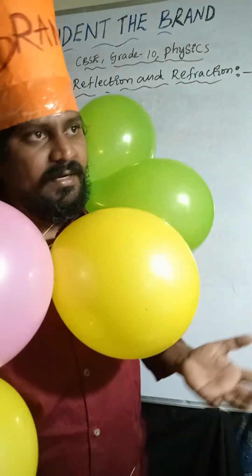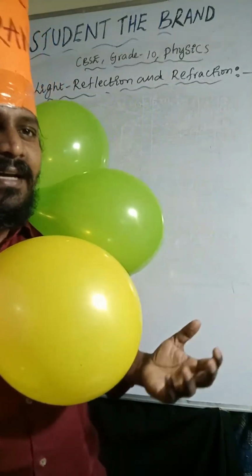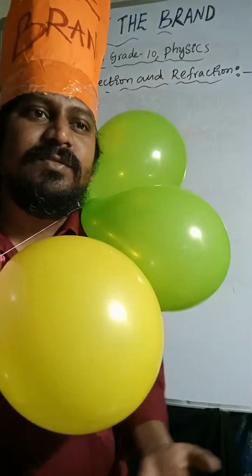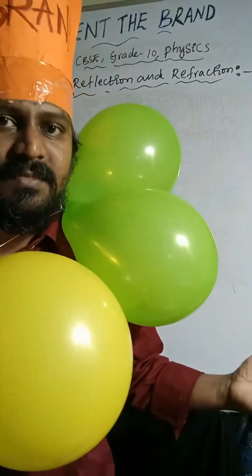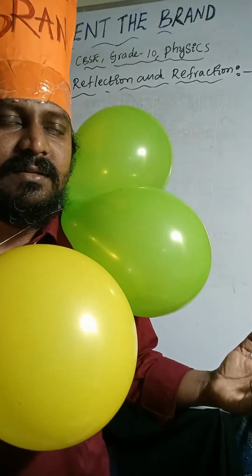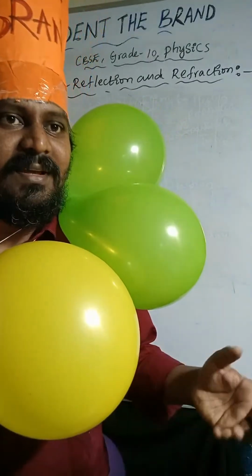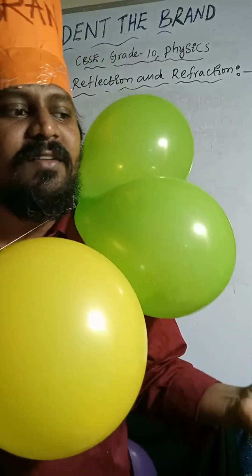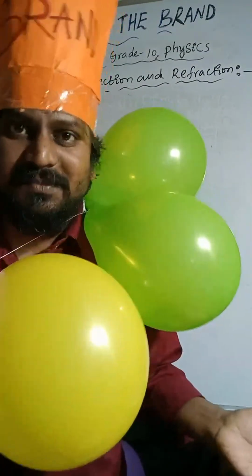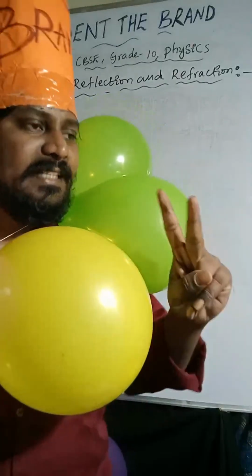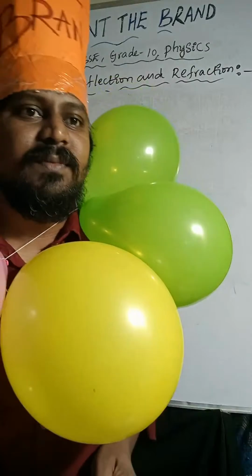Generally, spherical mirrors. So what exactly are spherical mirrors? The mirrors which are in the form of a spherical shape are called spherical mirrors. Spherical in the sense of curved shape. The mirrors which are in the shape of a curved surface are called spherical mirrors. Spherical mirrors are of two types: one is concave mirror, another is convex mirror.